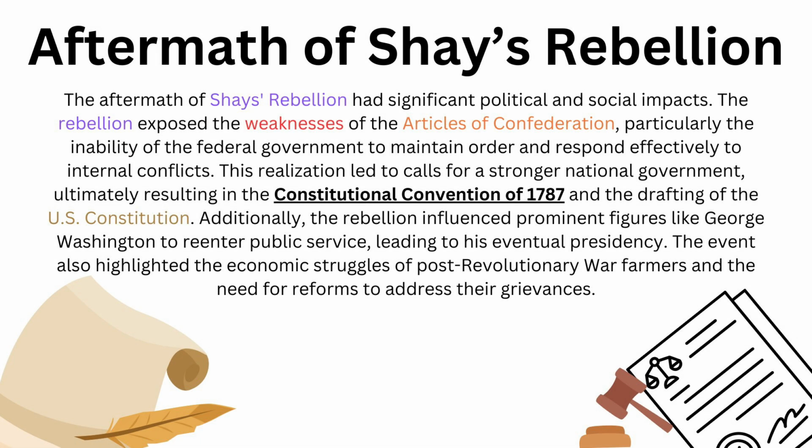The aftermath of Shays' Rebellion had significant political and social impacts. The rebellion exposed the weaknesses of the Articles of Confederation, particularly the inability of the federal government to maintain order and respond effectively to internal conflicts. This realization led to calls for a stronger national government, ultimately resulting in the Constitutional Convention of 1787 and the drafting of the U.S. Constitution.